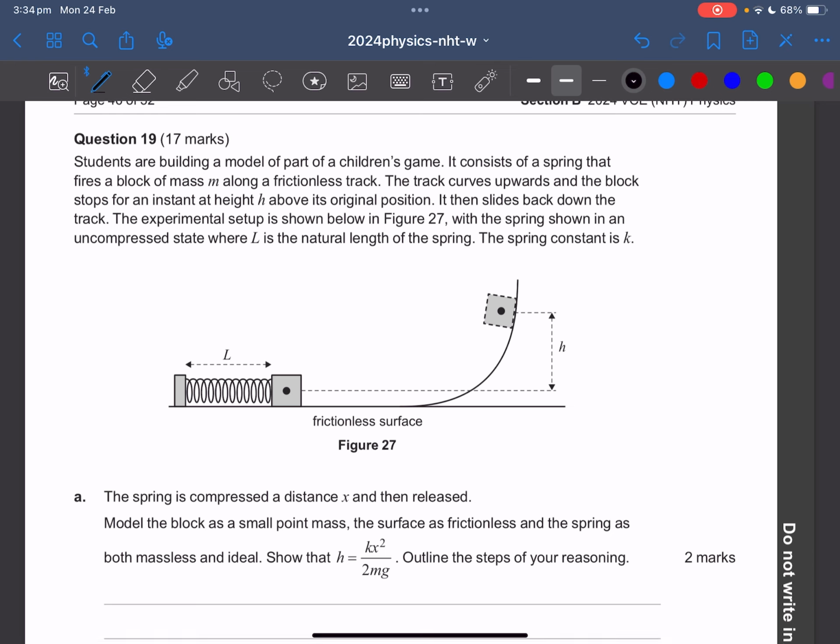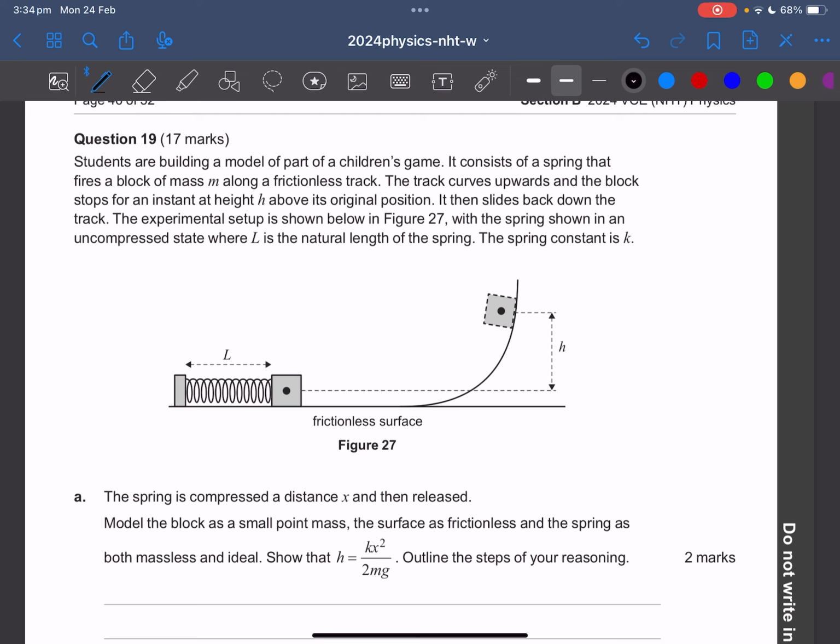It consists of a spring that fires a block of mass m along a frictionless track. The track curves upwards and the block stops for an instant at a height h above its original position. It then slides back down the track.